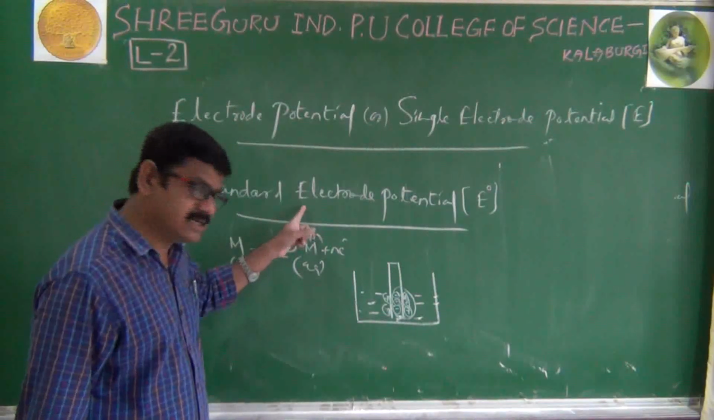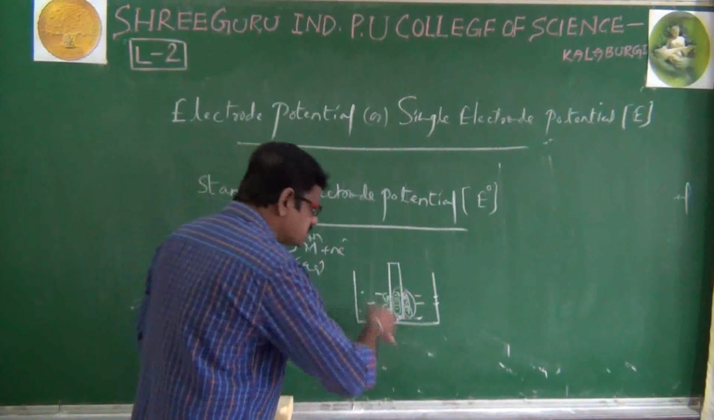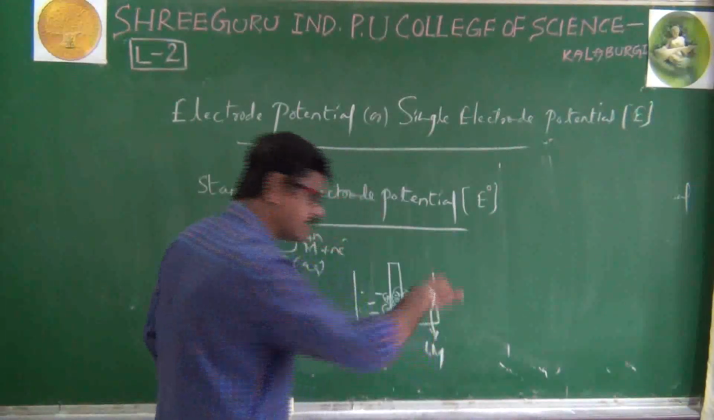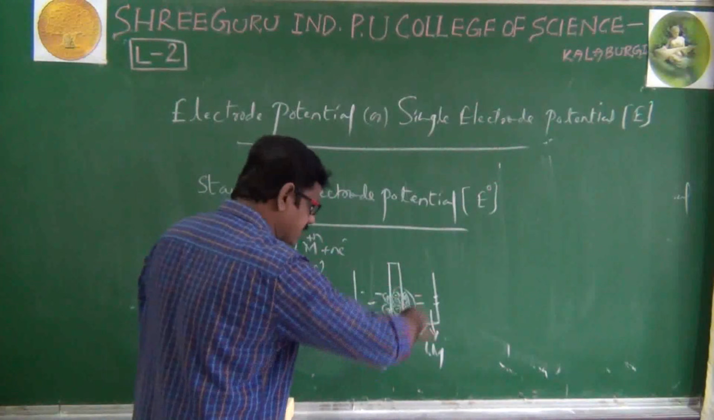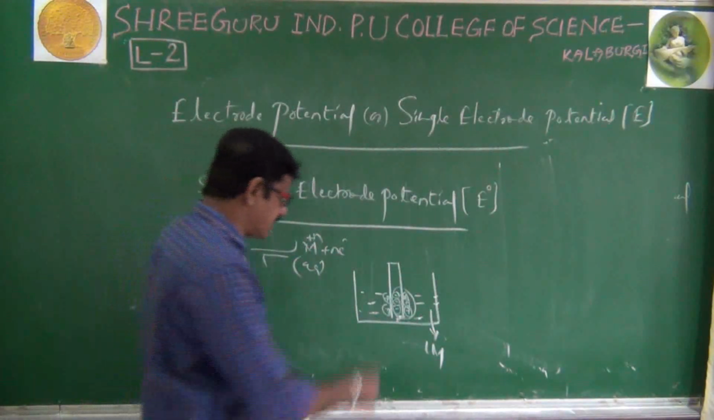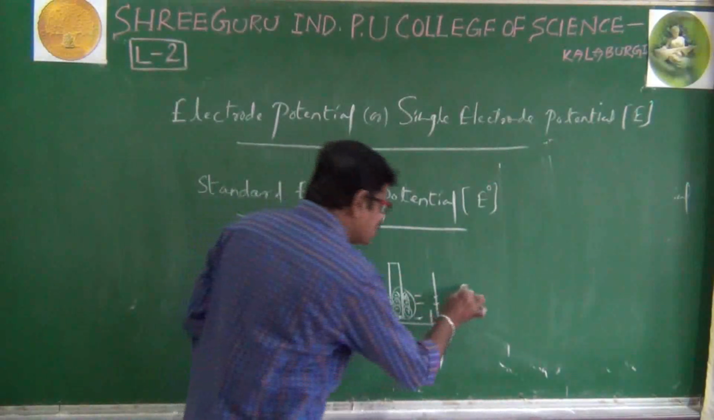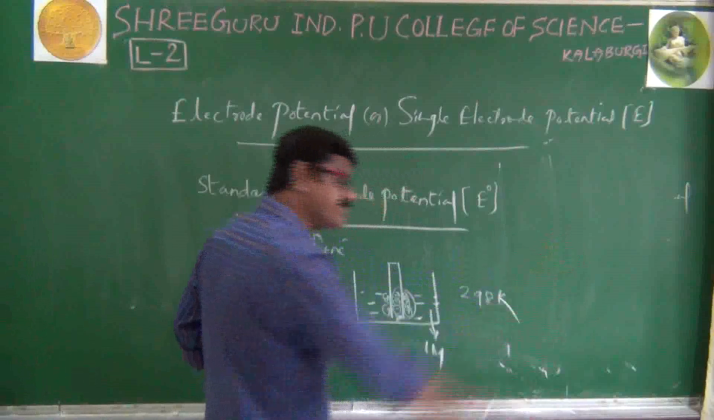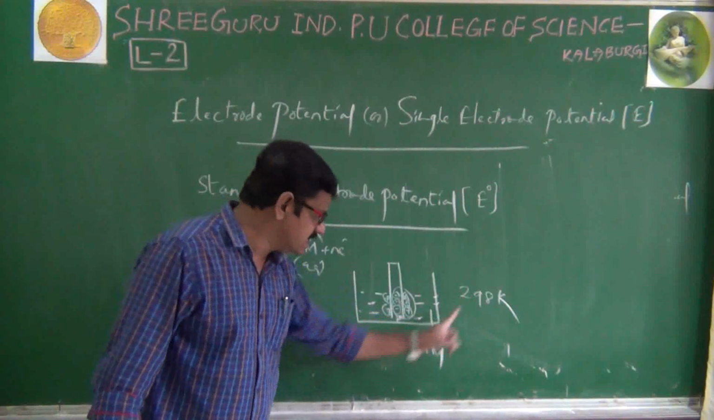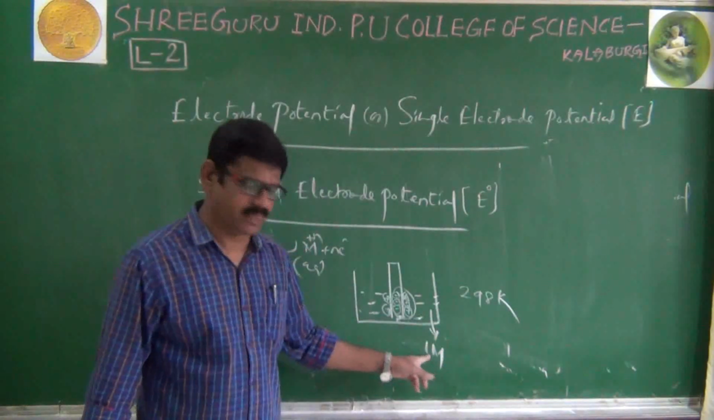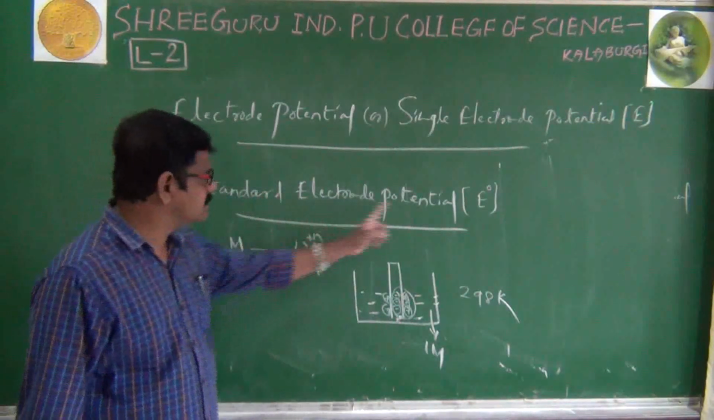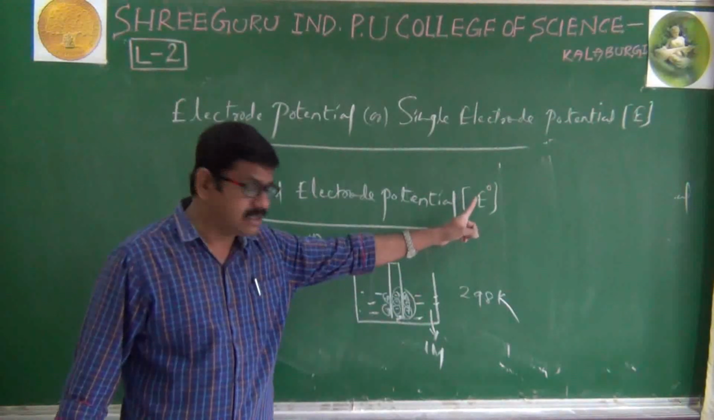Now, what is a standard electrode potential? Very simple. Whatever the solution we have taken, if you maintain its concentration at 1 molar, as well as if this experiment is conducted at 298 kelvins, that is 25 degrees centigrade, if these two conditions are maintained, then whatever potential has developed is called a standard electrode potential, which is designated with the E naught symbol.